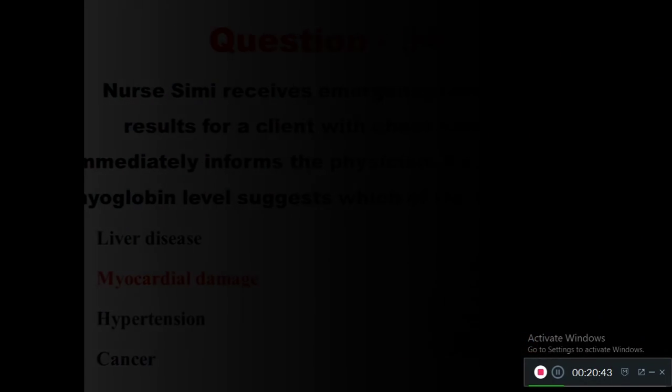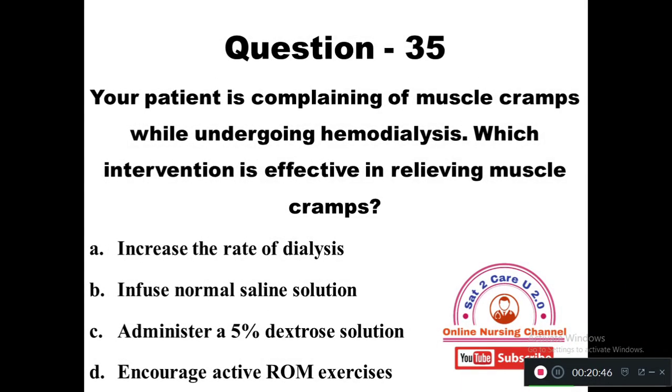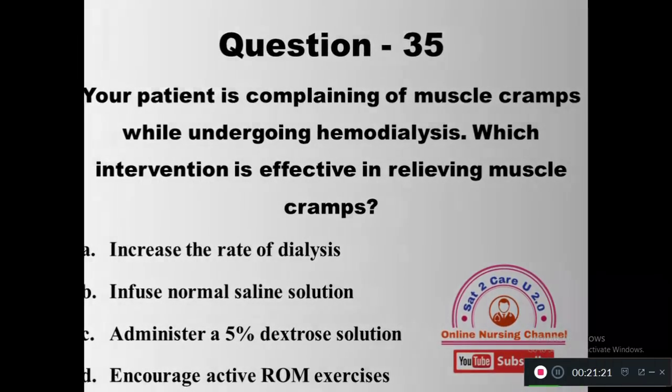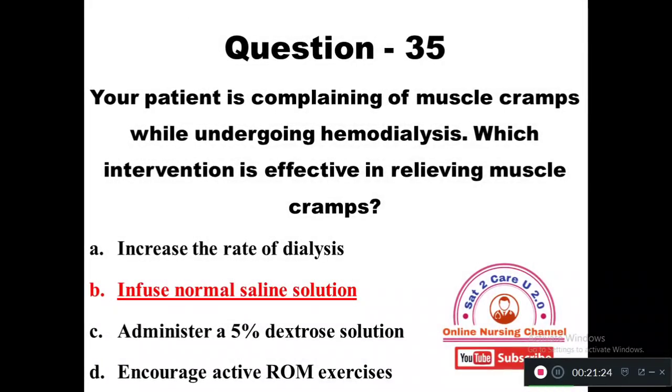Question number 35. Your patient is complaining of muscle cramps while undergoing hemodialysis. Which intervention is effective in relieving the muscle cramps? Option A, increase the rate of dialysis. B, infuse normal saline solution. Option C, administer 5% dextrose solution. Option D, encourage active range of motion exercise. So for a client undergoing hemodialysis complaining of muscle cramps, the effective intervention to relieve the cramps will be to start infusing normal saline solution.